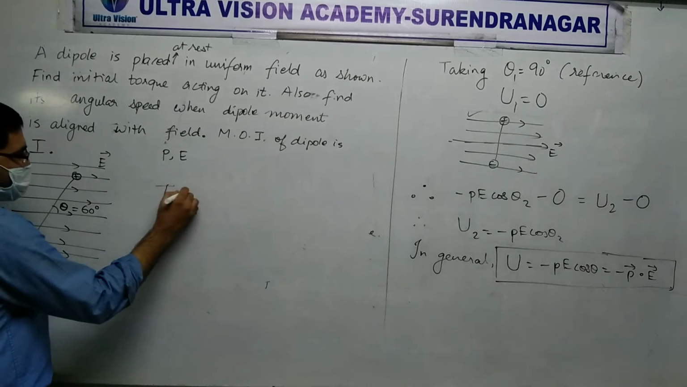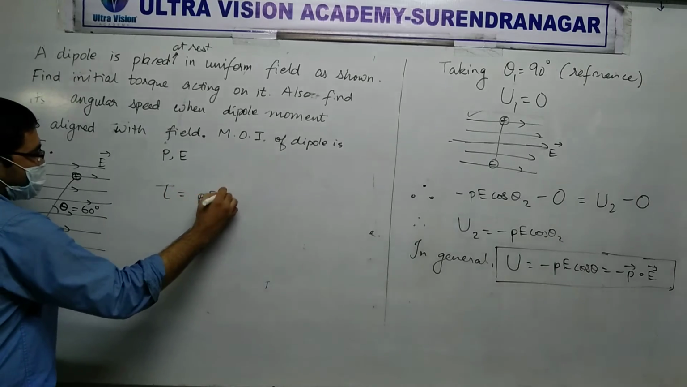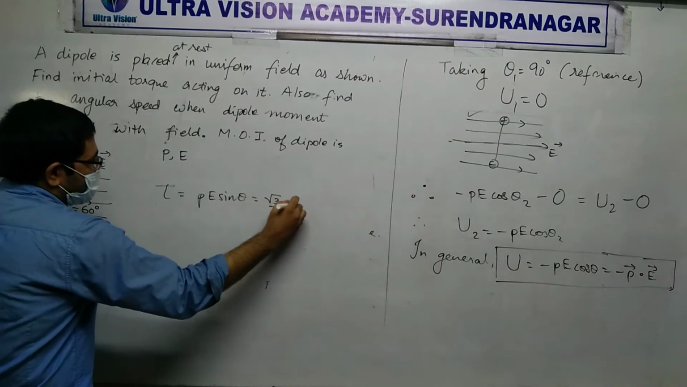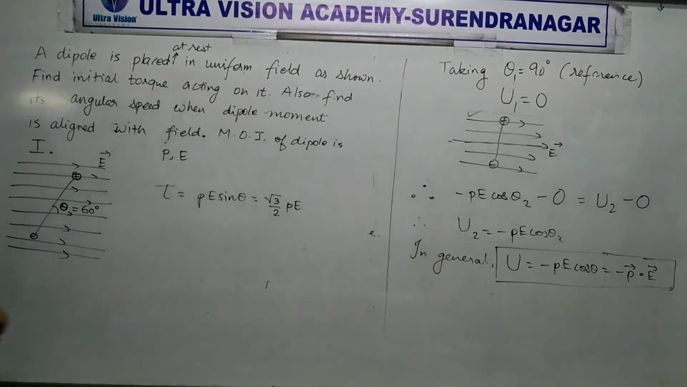Initial torque will be equal to P E sin theta. So very easy to do. That is root 3 by 2 P E, because theta is 60. Fine. So it will start spinning. Which way? Clockwise or anti-clockwise?